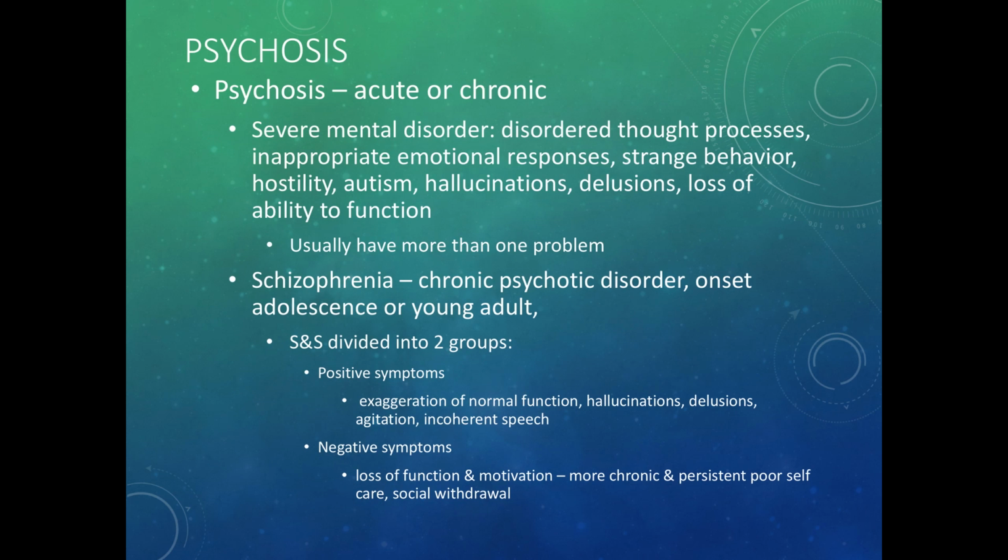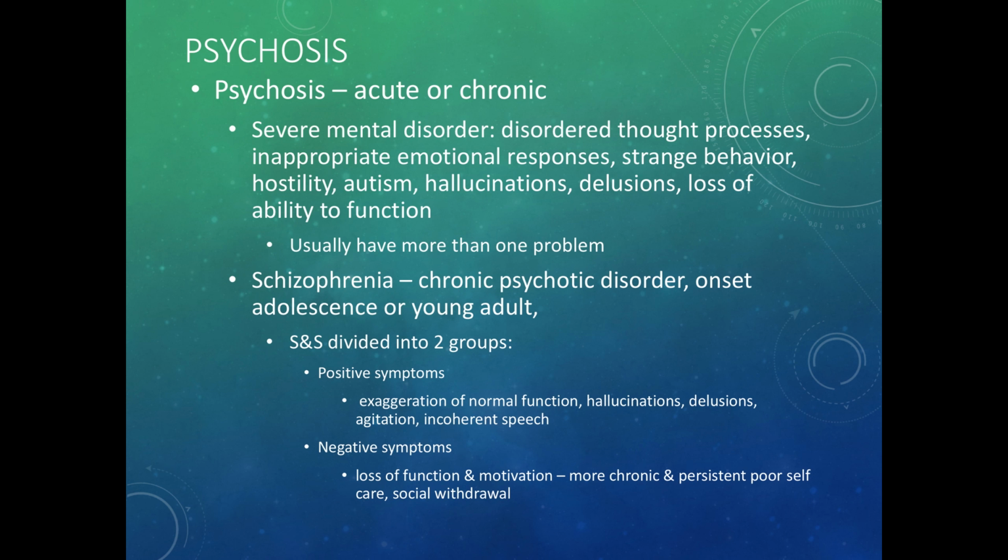We talked about psychosis already. We mentioned what it is. You can have an acute psychotic episode, or it can be a chronic problem. It's a disordered thought process. There are inappropriate emotional responses associated with it. Patients will be seen as having odd or strange behavior. They can be very hostile. They can have hallucinations. It can be tied to things like autism. They have delusions and a loss of ability to function. So usually there's more than one thing going on.